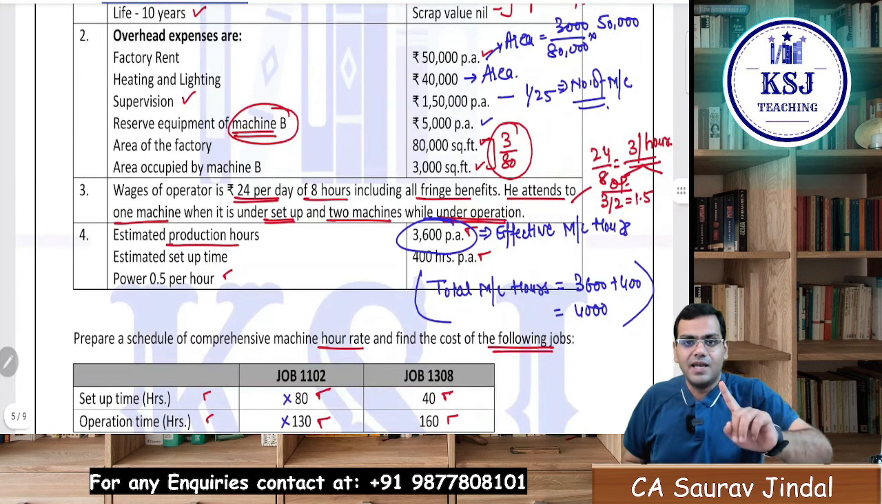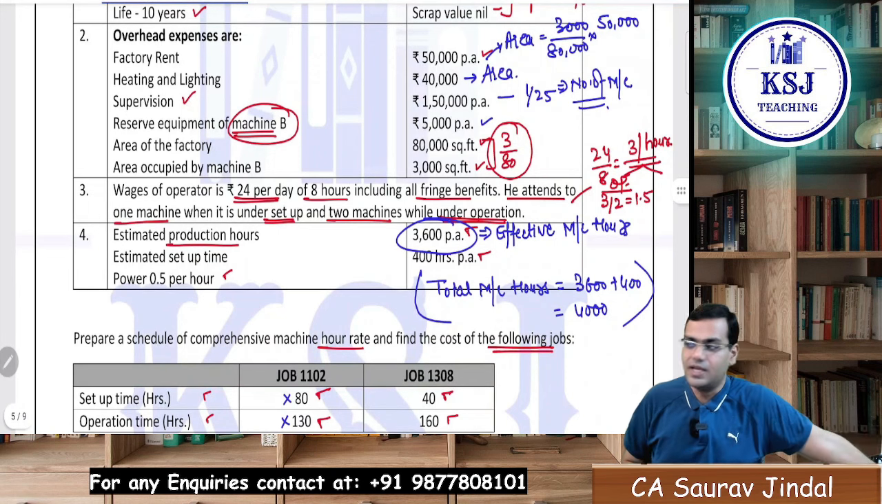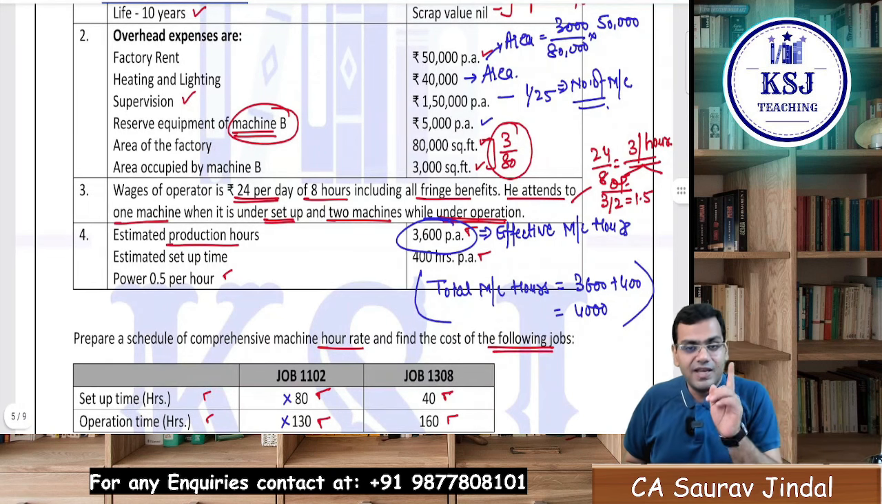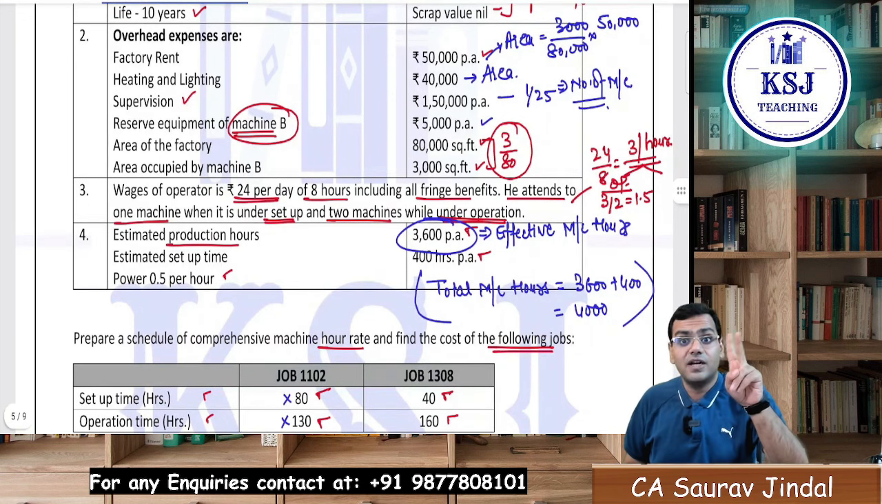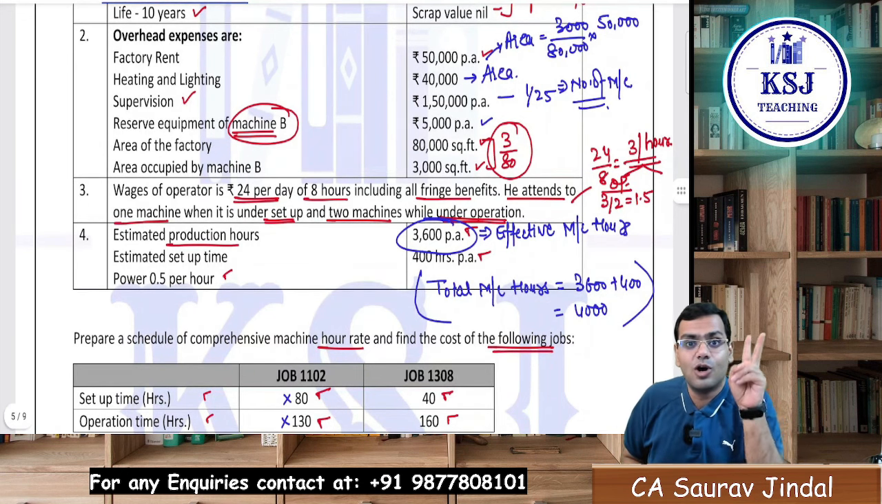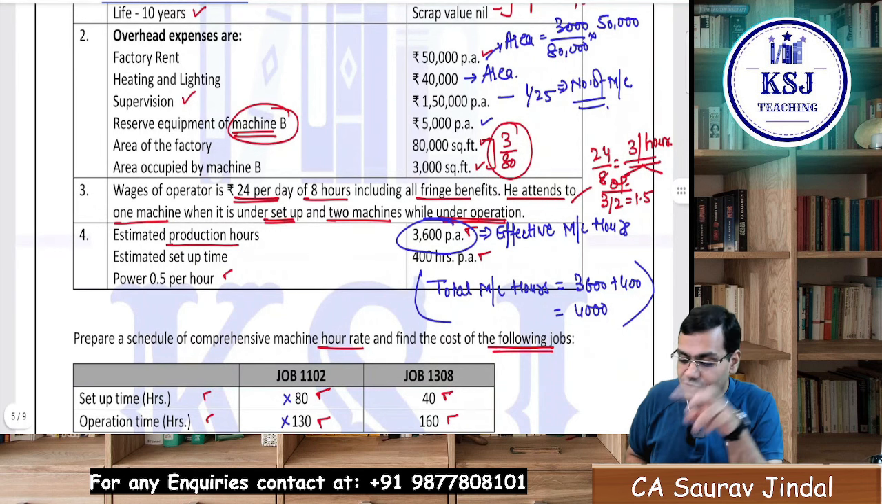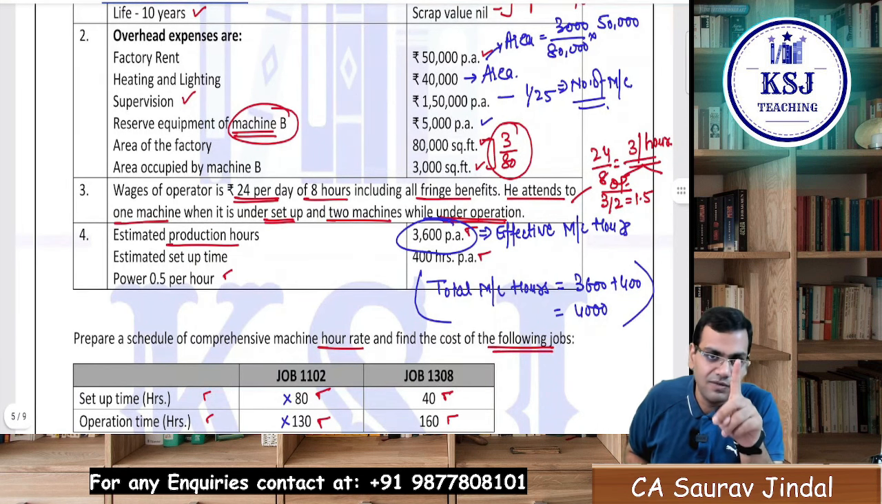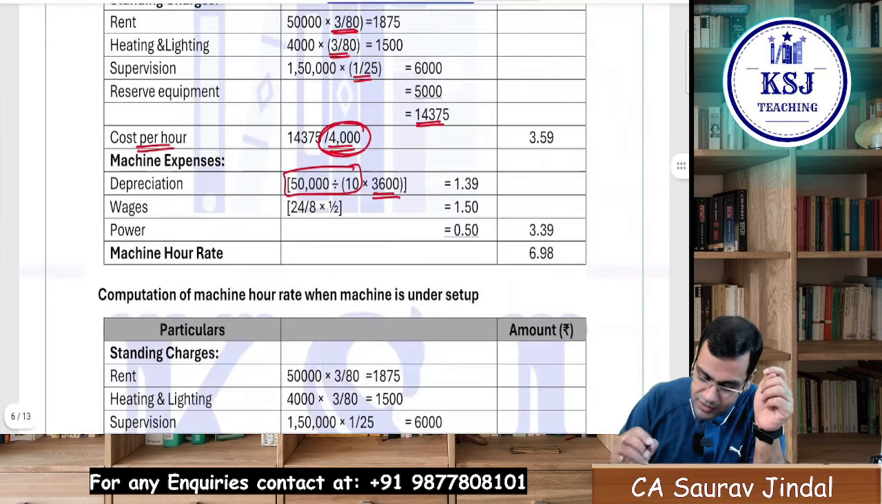During the setup time, he is looking after one machine only. At that particular point of time, we will pay him 3 rupees. But when the machine is in operation, he is looking after 2 machines. So what will be the cost for one machine? If you are paying him total 3 rupees and he is looking after 2 machines, what will be the cost for one machine? That will be 1.5 rupees. Right? So that is what is there.